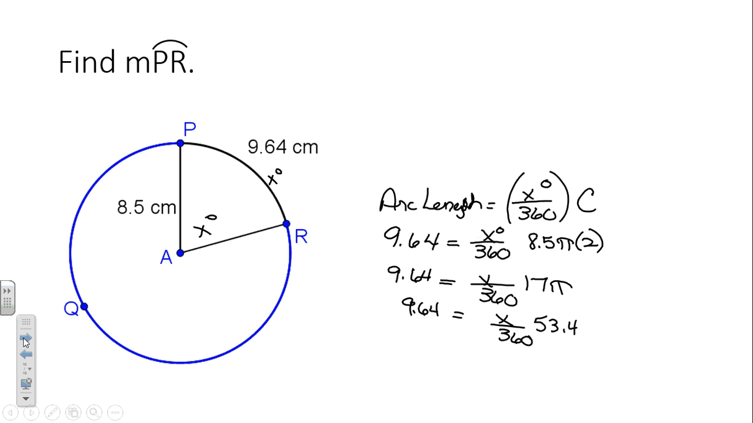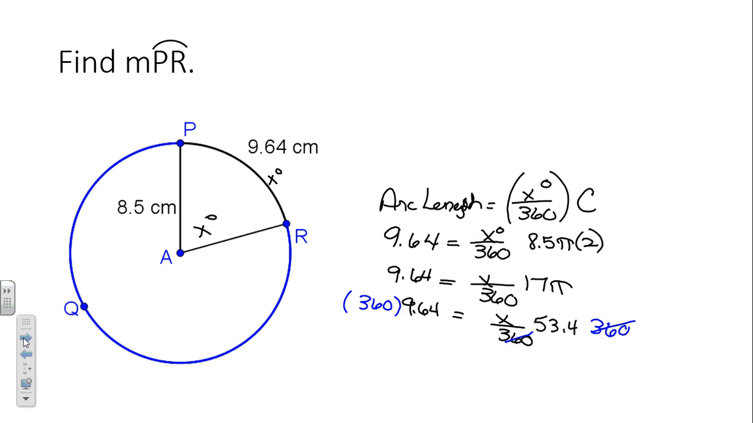So 9.64 equals x divided by 360 times 53.4. Okay, what do you want to do next? Cross multiply. Let's get rid of this 360, right? The 360 is a pain. So if I multiply by 360 or cross multiply, no more 360 in the bottom. So this is just calculator work from here. But if you write this down, then I know you made a mistake somewhere in your calculator work, not that you didn't know how to do the problem.